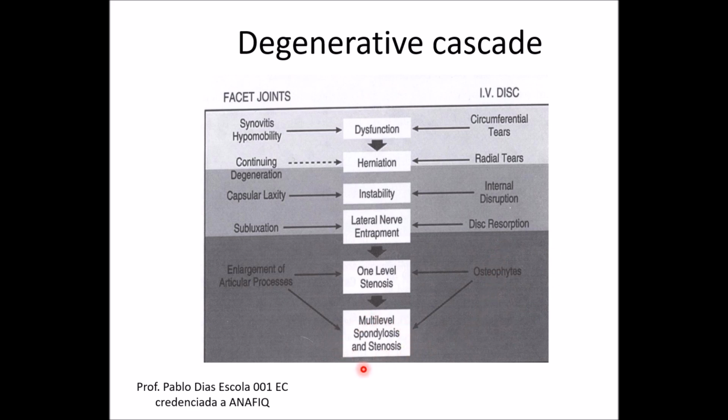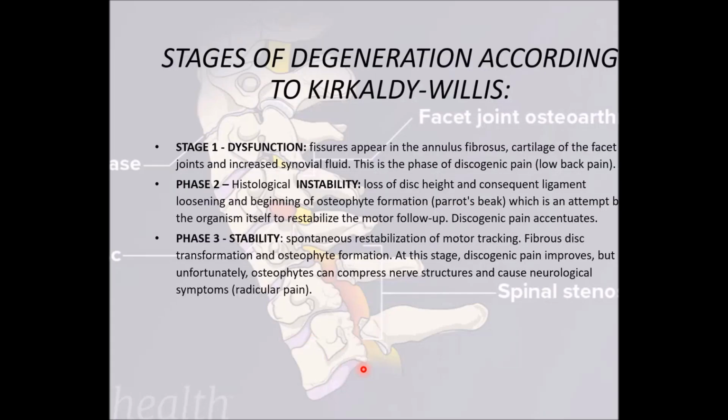And the role of chiropractic adjusting is to prevent this situation, this degenerative cascade. And we can understand well and correlate with the model of subluxation these three phases, that is dysfunction, when fissures appear in the annulus fibrosus, cartilage of the facet joints, and increased synovial fluid.